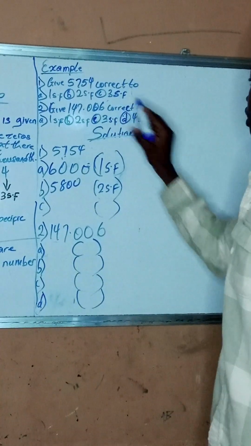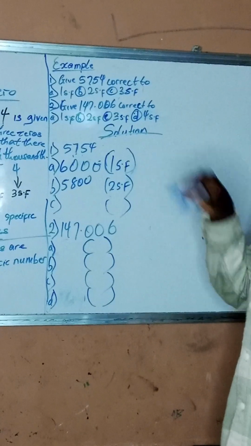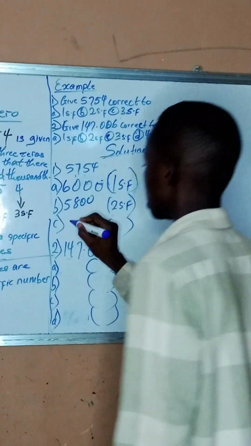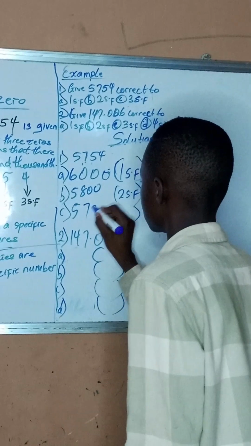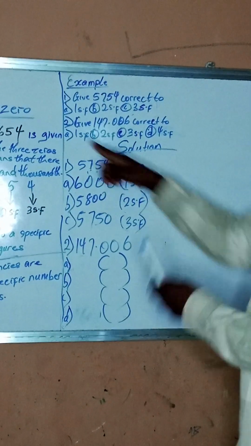The last one is 3 significant figures. The third significant figure is 5. The decider is 4, which is less than 5. So you disregard the number. That will be 5,750, 3 significant figures.